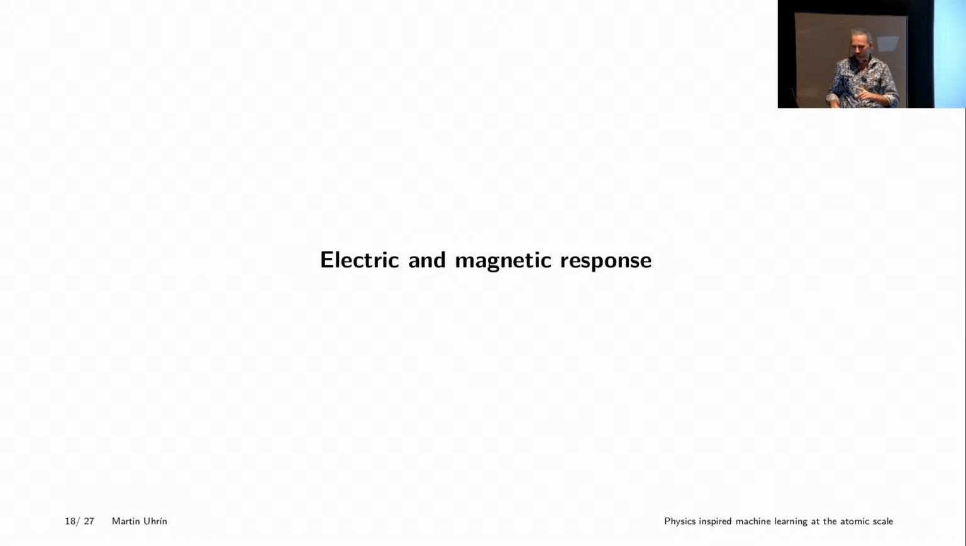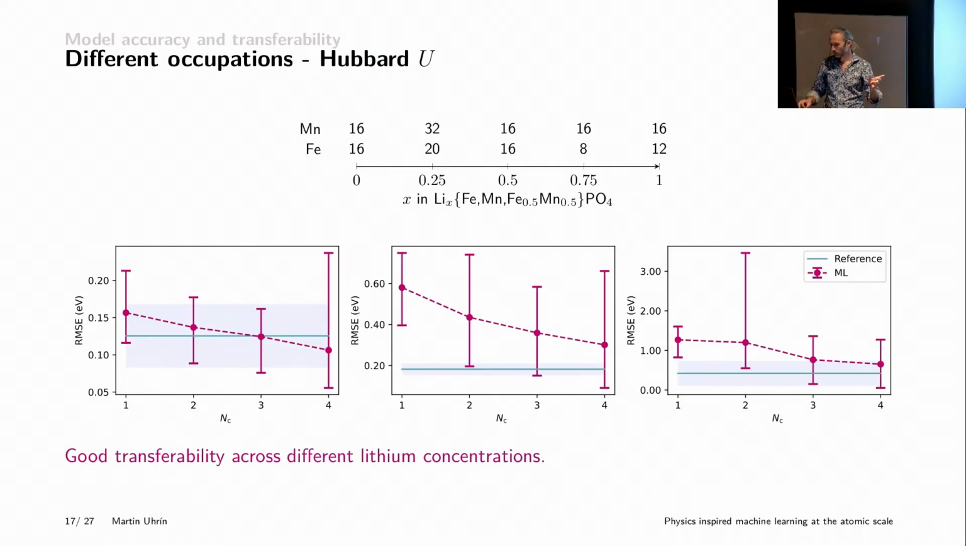Okay, so I'll give one last example of what we can do with equivariant models. If there's any questions about that part, we can take them now. Otherwise, at the end.